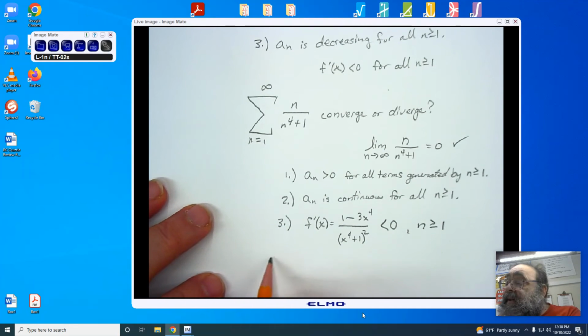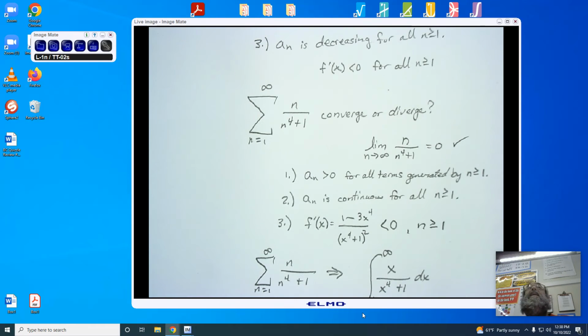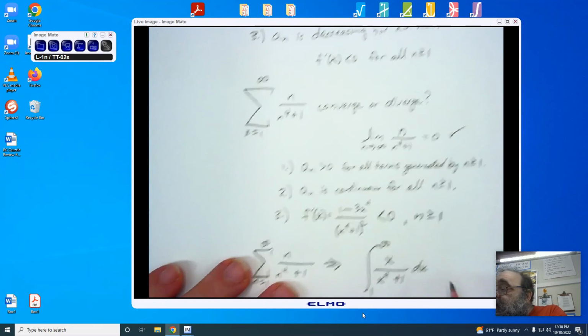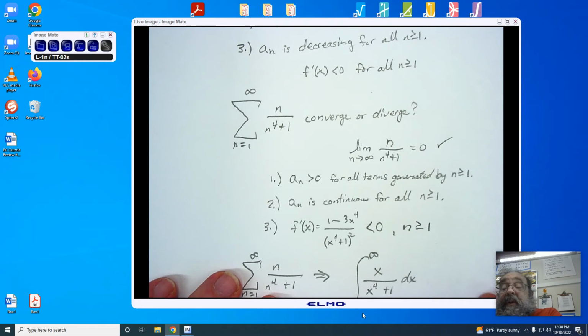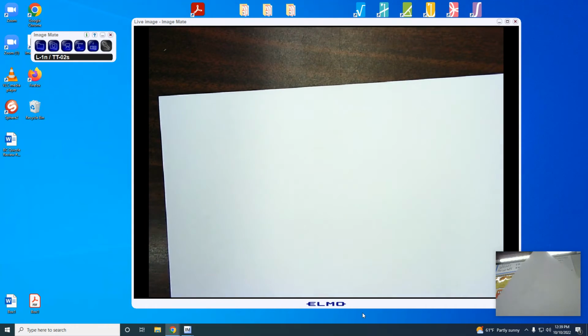And I can now say that this summation from n equaling 1 to infinity of n over n to the fourth plus 1 can be considered the integration from 1 to infinity of x over x to the fourth plus 1 dx. Now, this is what I'm going to have to work with. You can tell that it is an improper integral. We can also see that I'm probably going to want to use a u substitution. So let me go ahead and rewrite this on the next piece of paper, and we're going to finish our process.